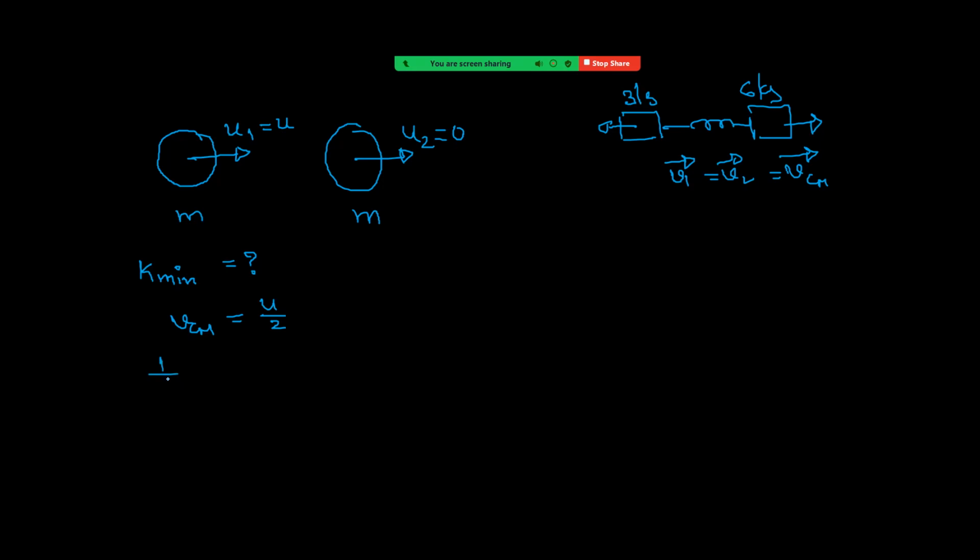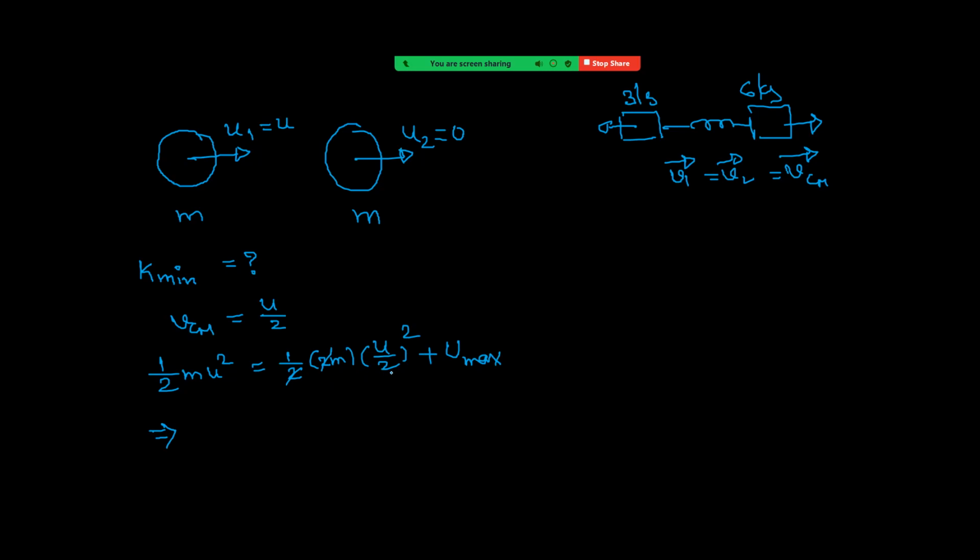Initially, kinetic energy is half m u square. At the time of maximum deformation, both bodies have the same velocity. I am taking directly mass 2m into (u by 2) whole square, half 2m into v square because both bodies have the same velocity, plus maximum potential energy. I'm taking it as U maximum. Then see how much we get.